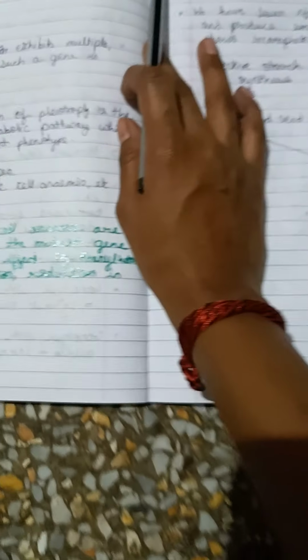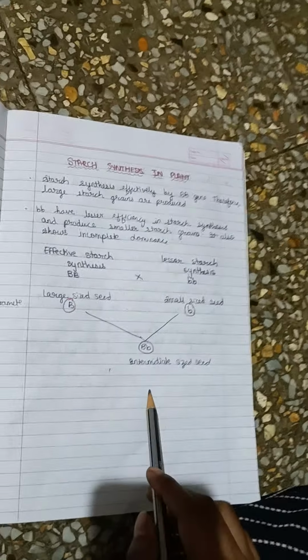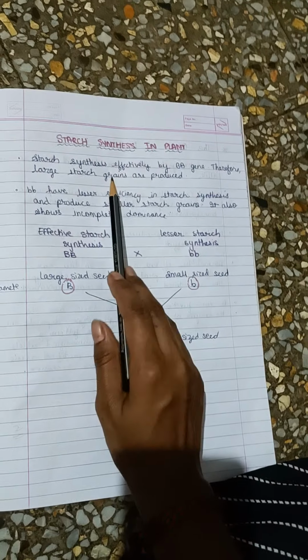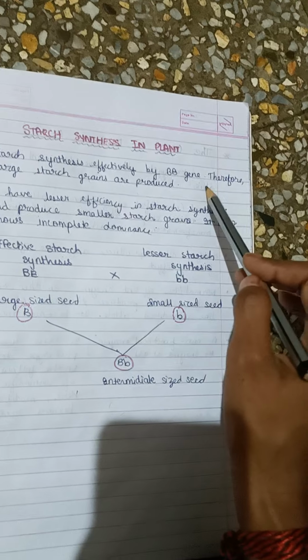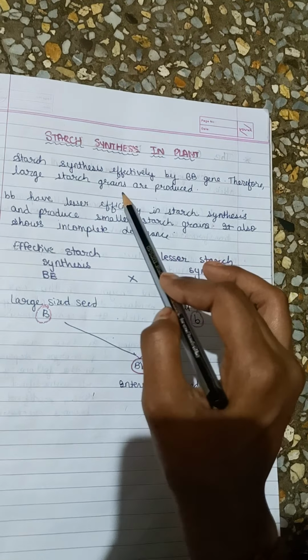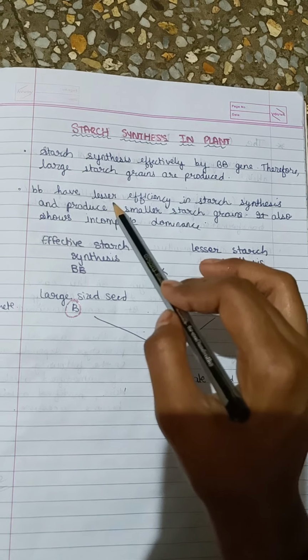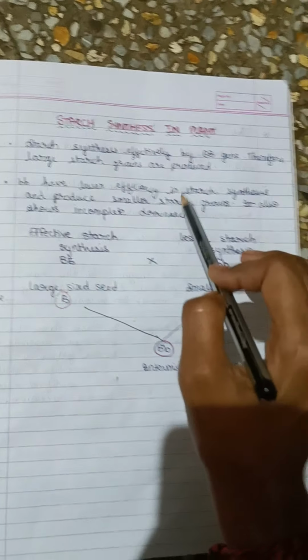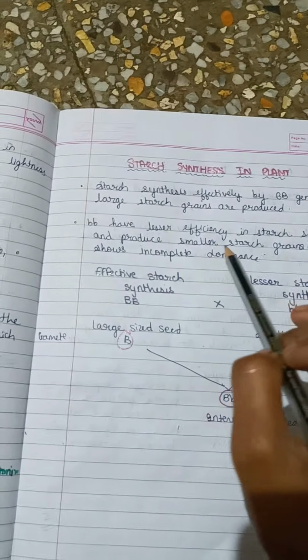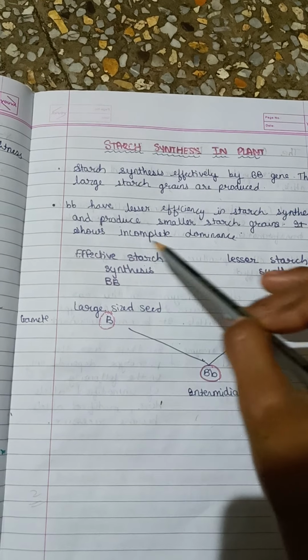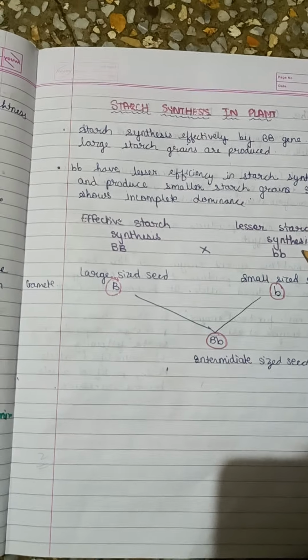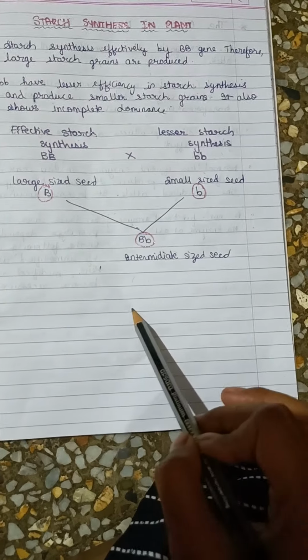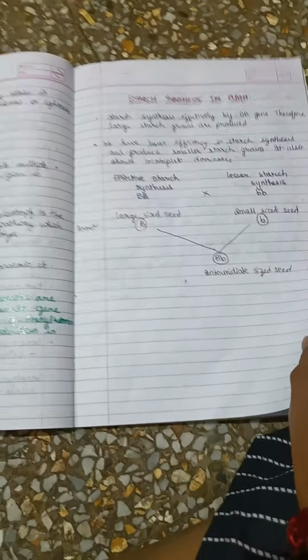Then comes starch synthesis in plants. Starch is synthesized effectively by capital B gene, therefore large starch grains are produced. Small b has lesser efficiency in starch synthesis and produces smaller starch grains. It also shows incomplete dominance. Effective starch synthesis and then lesser starch synthesis, which in the hybrid gives intermediate sized seeds.